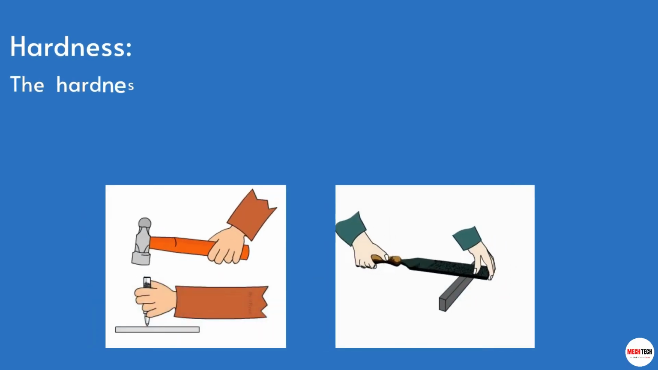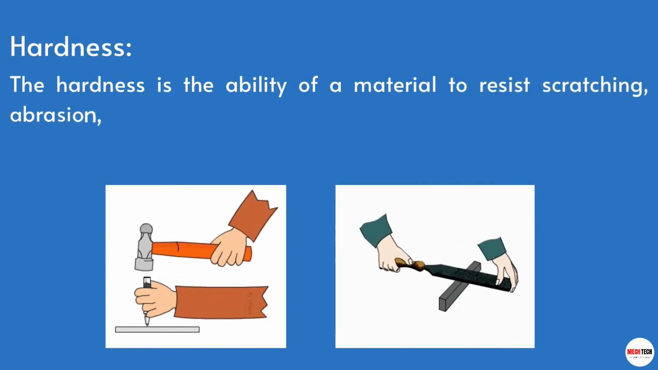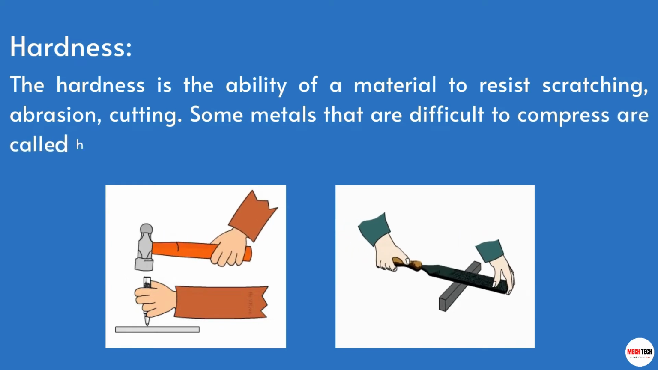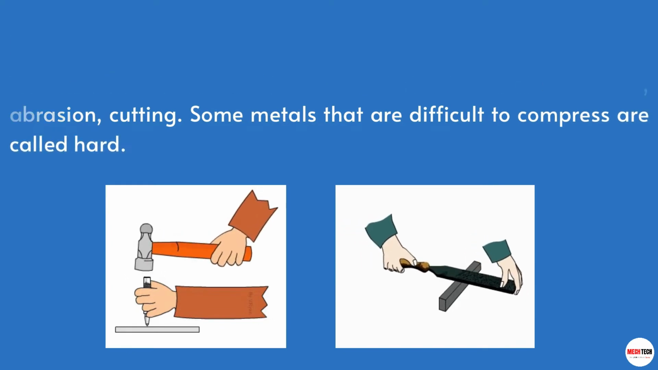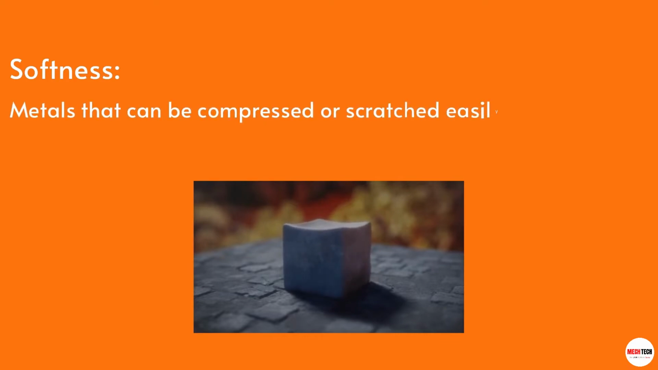Hardness. The hardness is the ability of a material to resist scratching, abrasion, cutting. Some metals that are difficult to compress are called hard. Softness. Metals that can be compressed or scratched easily are called soft metal.